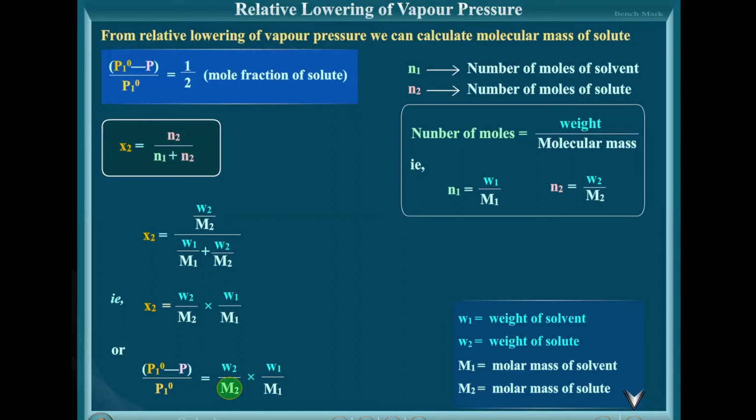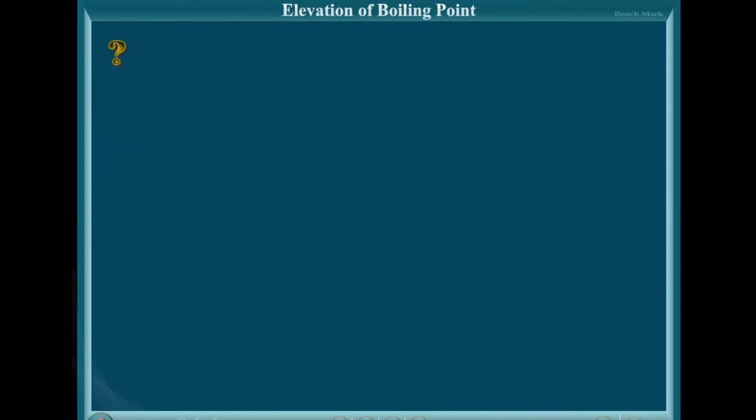So from this it is clear that the relative lowering of vapor pressure is equal to the number of moles of the solute in the solvent, number of moles of the solvent. W2 by M2 becomes the number of moles of the solute which is present in the solvent. So this is also equal to molality, which we'll be discussing later on.